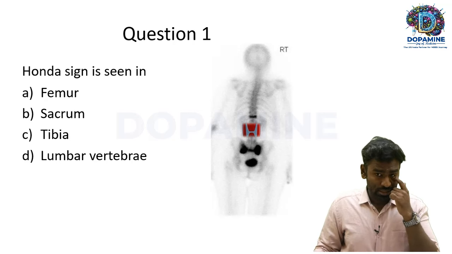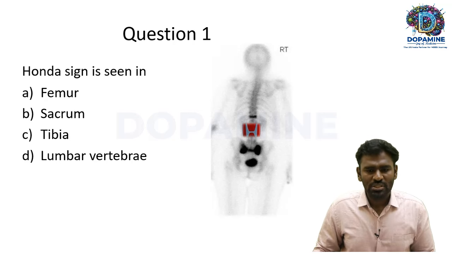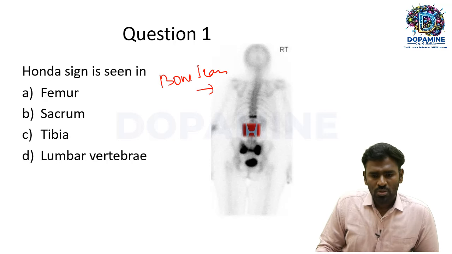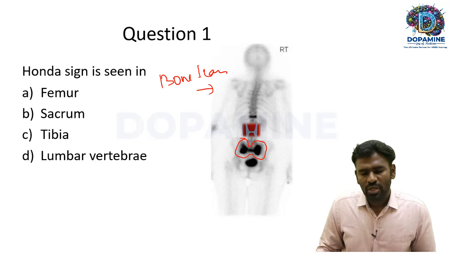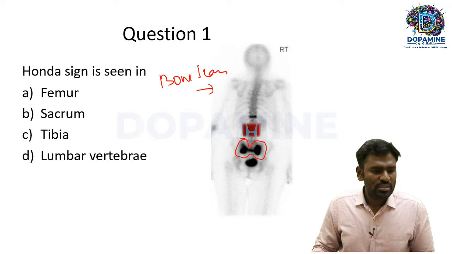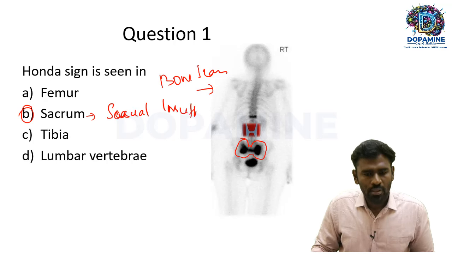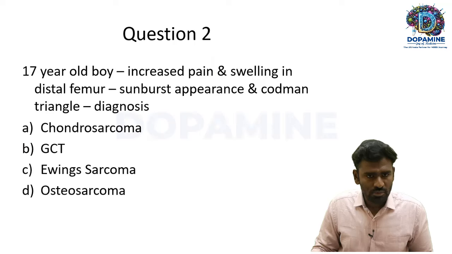What is this? Honda sign is seen, and this is a relatively new topic. So what is the scan? First, what is the scan? This is a bone scan. Okay, so what does it show? Here there is an H-shaped lesion, right? This is known as Honda sign. This is seen in the sacrum, for which condition? Sacral insufficiency. Is that okay? This is a relatively new question. Okay. Next.